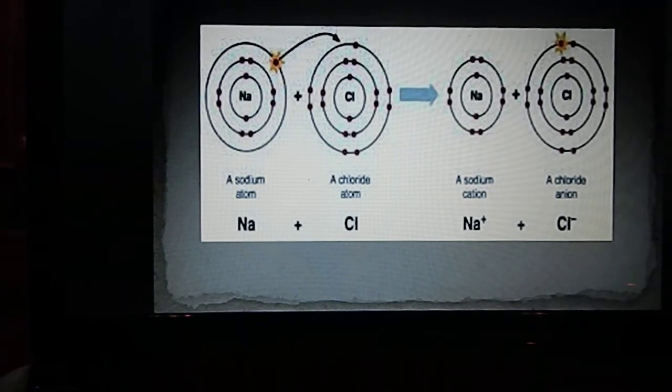And then if you look at chlorine, it has atomic number of 17, so 17 protons. But if you count the number of electrons around it now, there are 18. So it has a negative charge. So both of those come together in union to form sodium chloride. And sodium chloride is table salt.